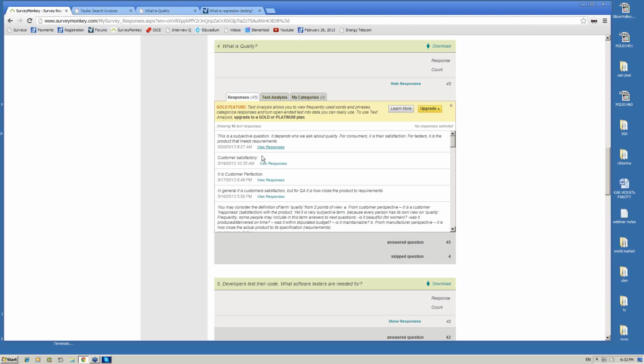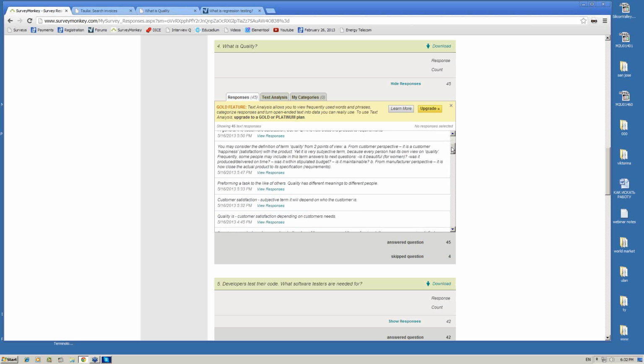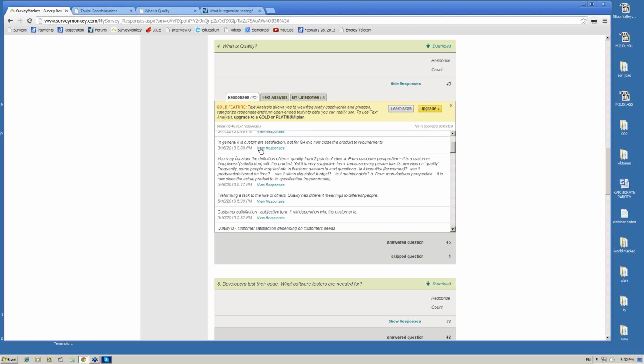Then we have just one, customer satisfaction, not satisfactory, satisfaction, consumer perfection. I have no idea what consumer perfection means. You are going to make perfect consumers? I don't know, really. Consumer perfection has no meaning to me. In general, it is customer satisfaction, but for QA, it is how close the product is to requirements. Good.